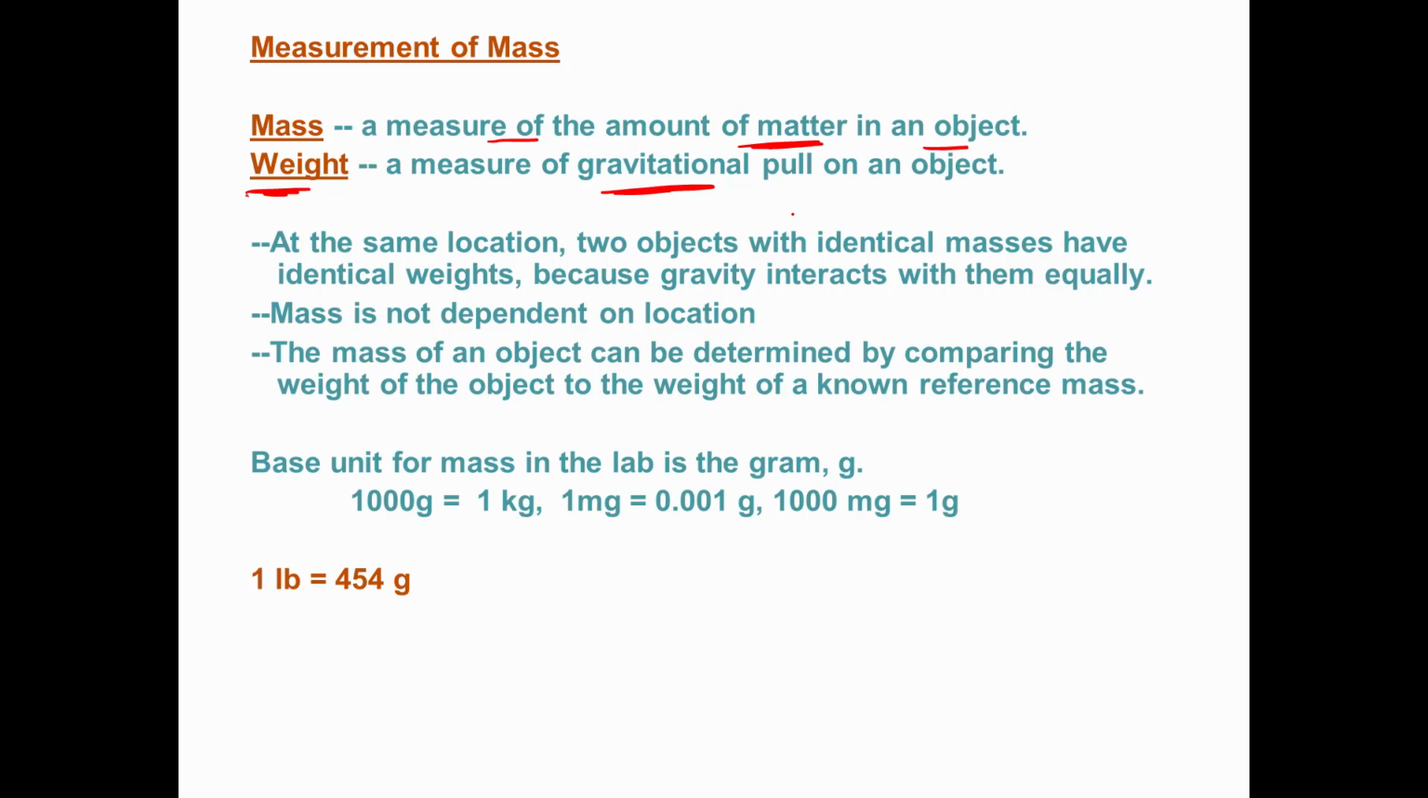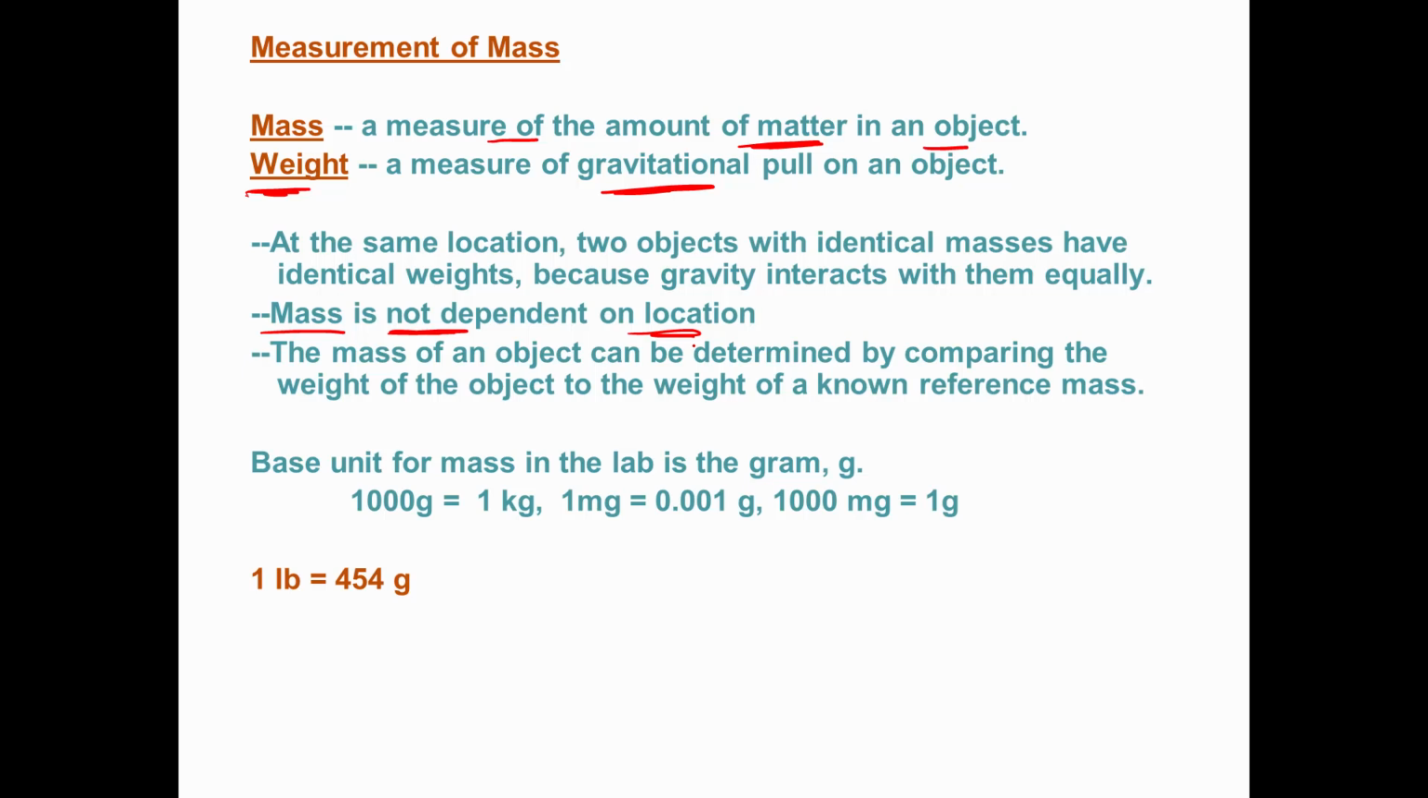So for example, if I have an object that I weigh here on Earth, its weight is going to be less on the moon because of the gravitational pull. So the mass, though, of that object should be the same on both the moon and on Earth. So mass, unlike weight, is not dependent on location. Weight is dependent on location.